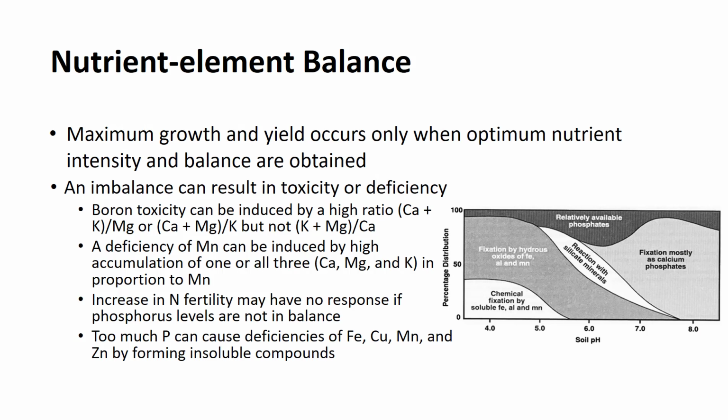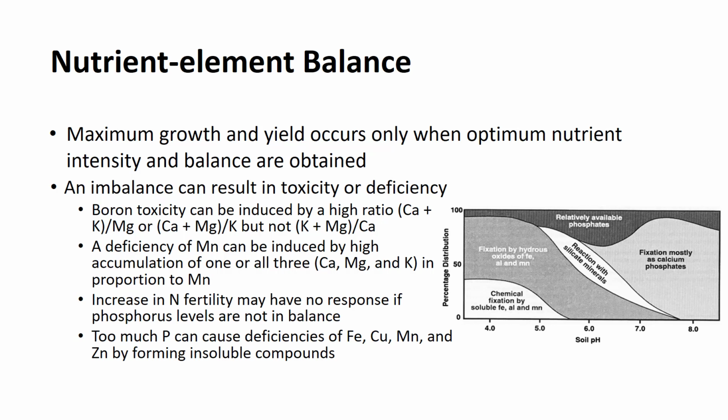Nutrient element balance is a fundamental concept in plant nutrition. Maximum growth and yield occurs only when optimum nutrient intensity and balance are obtained. An imbalance in elements can result in toxicity or deficiency, which can limit growth. For example, boron toxicity can be induced by a high ratio of calcium plus potassium divided by magnesium, or calcium plus magnesium divided by calcium, but not potassium plus magnesium divided by calcium.